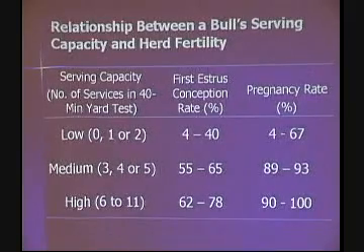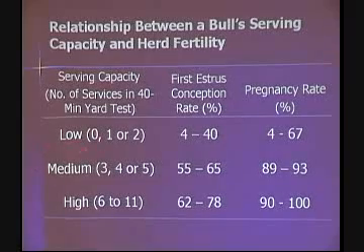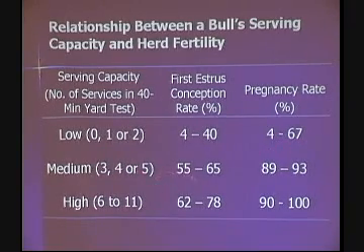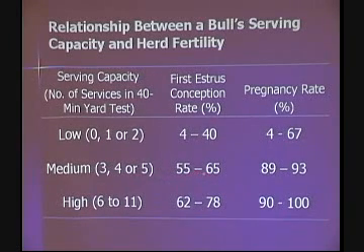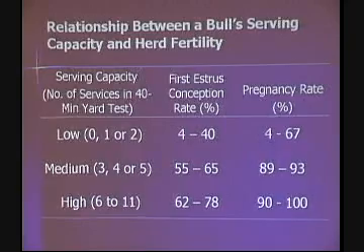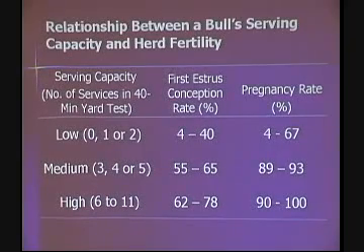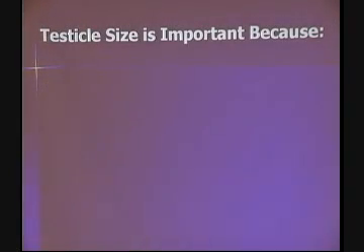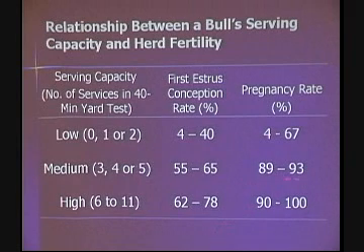What about the relationship between a bull's serving capacity and herd fertility? These low serving capacity bulls only have about a 20% first service conception rate and about a 30% overall pregnancy rate. A medium serving capacity bull, about 60% first service conception rate, and that is actually the national average. When people talk about AI doesn't work for me, it's too expensive because I'm only getting a 60% first service conception rate with AI, you're doing just as well as the bull is.